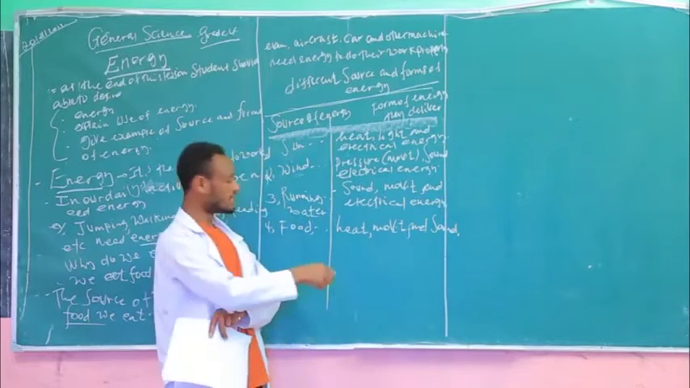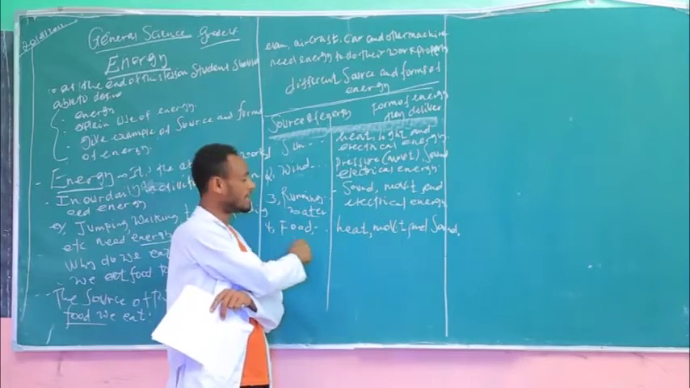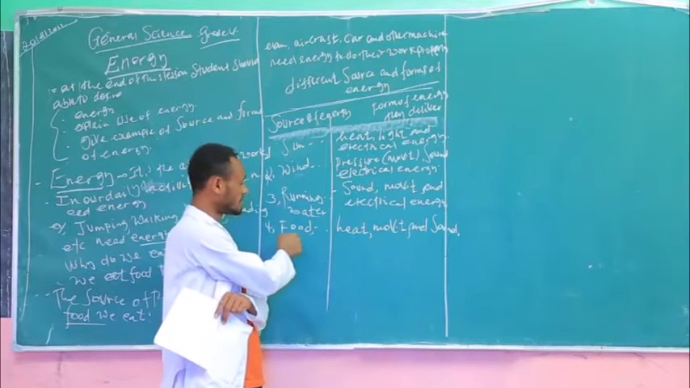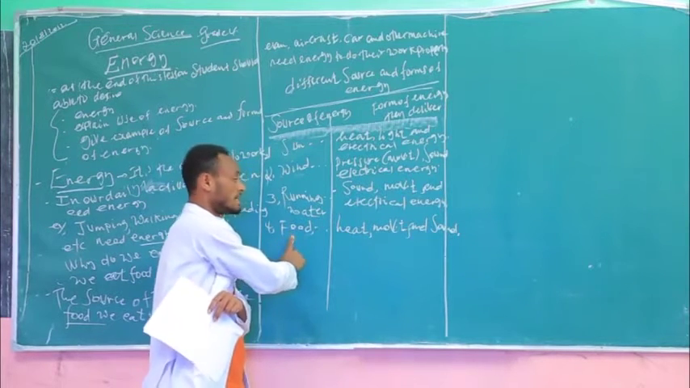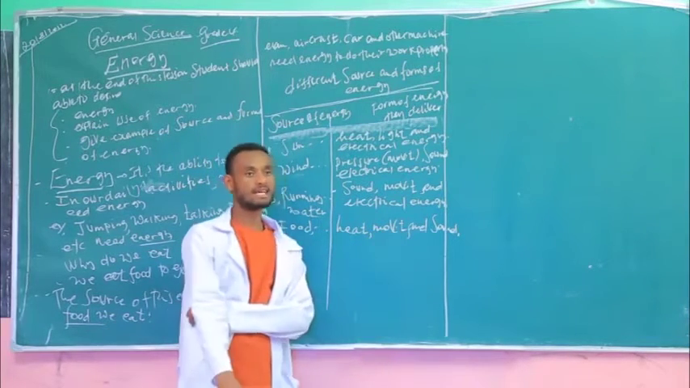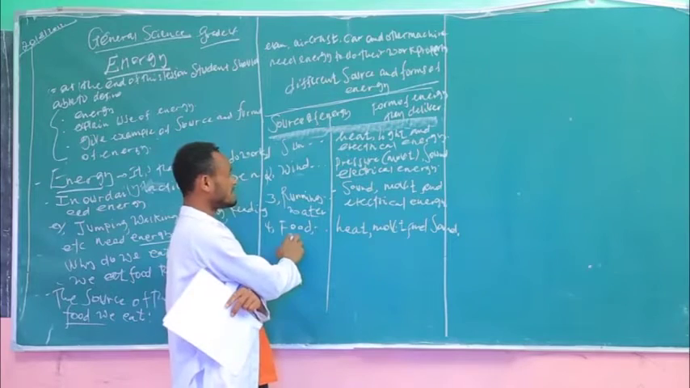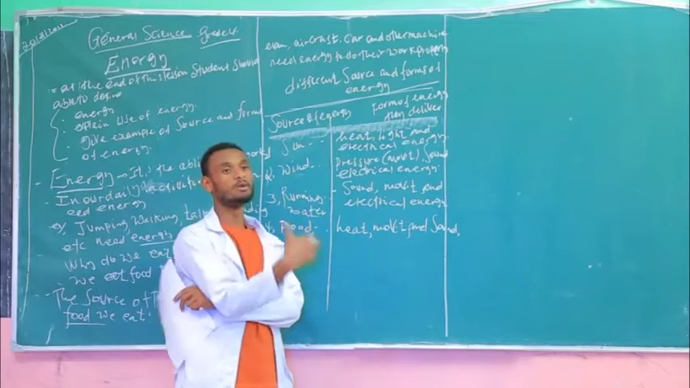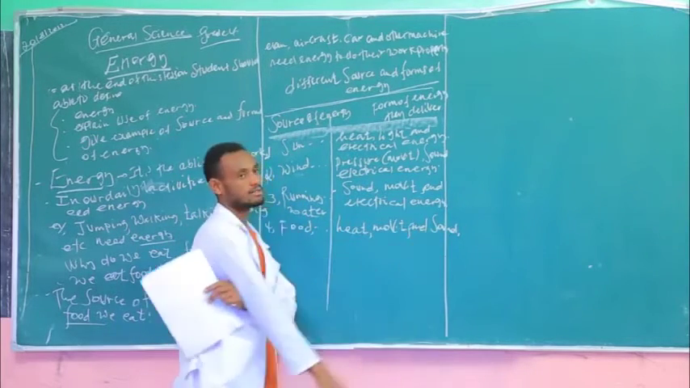When you get the energy from foods, you will get heat. When you get the energy from foods, indirectly you will get the energy for movement. Then also, when you get the energy from the food, indirectly you will get the sounds.